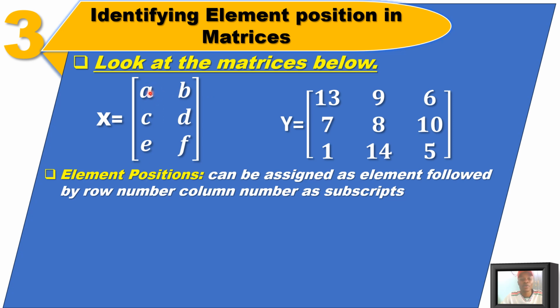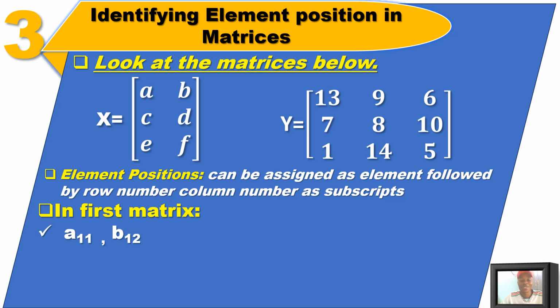So the position of A is going to be A itself as an element, followed by the row number, it is in row 1, and the column number, it is in column 1. But how are they written? In subscripts. Get that clear. They are written in subscripts. Subscript, the number below. Let me show you how we are going to present that.